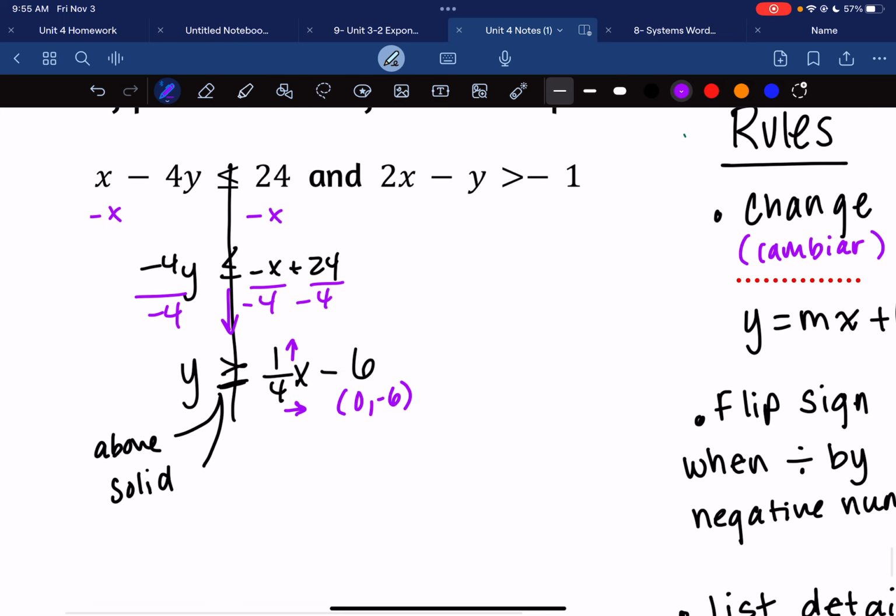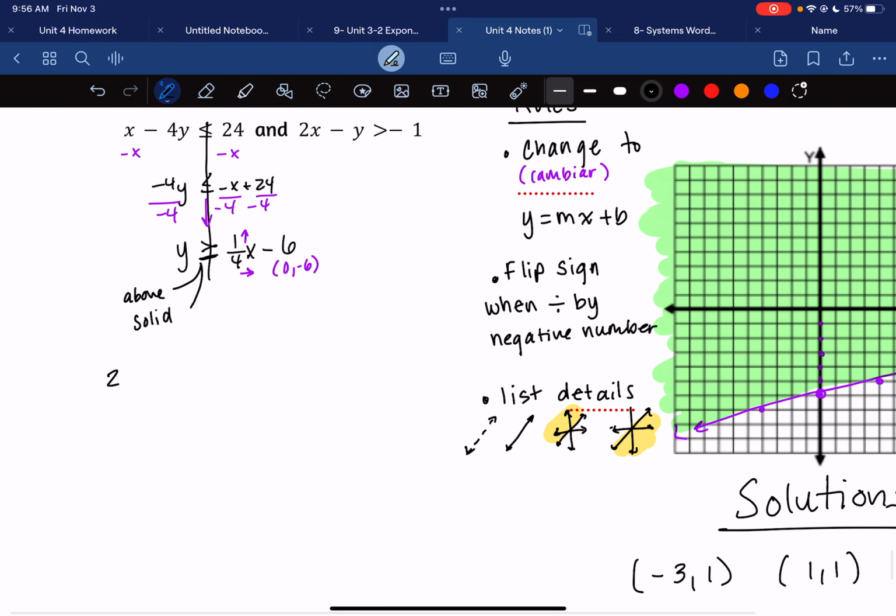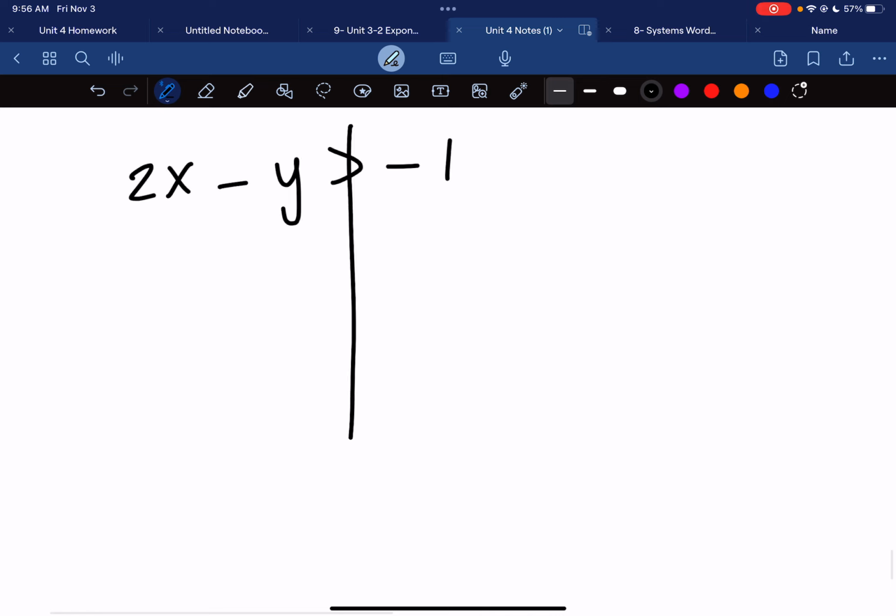Let me change this one to y equals mx plus b. I'll rewrite that real quick. We have 2x minus y, negative 1. Step one, move the x over. So I'm going to say negative 2x, negative 2x. What do we have left? We have negative y, negative 2x minus 1.